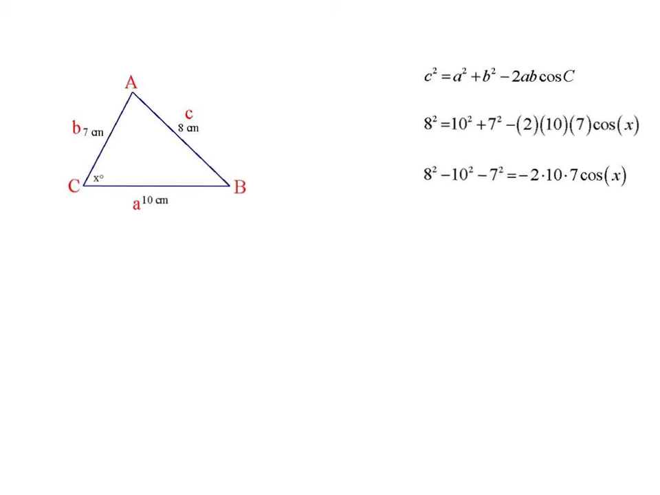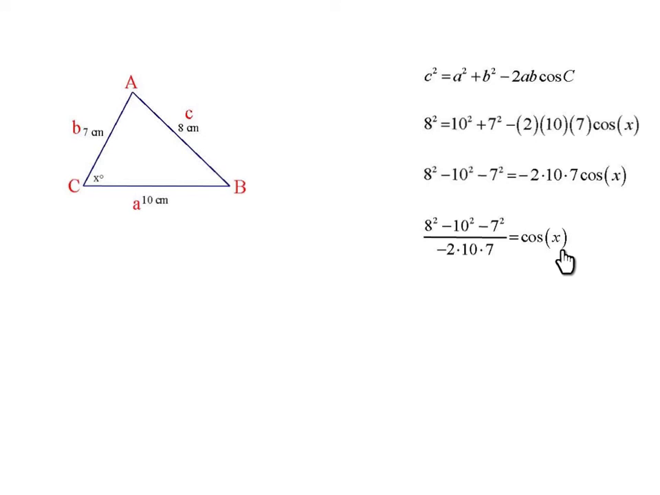this equation. So we now have c squared minus a squared minus b squared on one side and 2ab cosine x on the other side. Now in order to get cosine x alone, we need to divide each side by negative 2 times 10 times 7. So let's do that step. Now we have this big fraction, which is equal to cosine x.